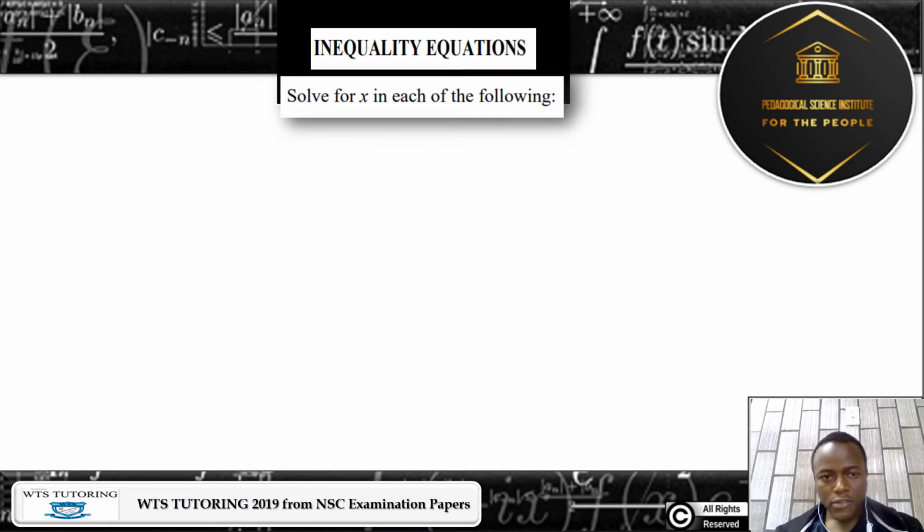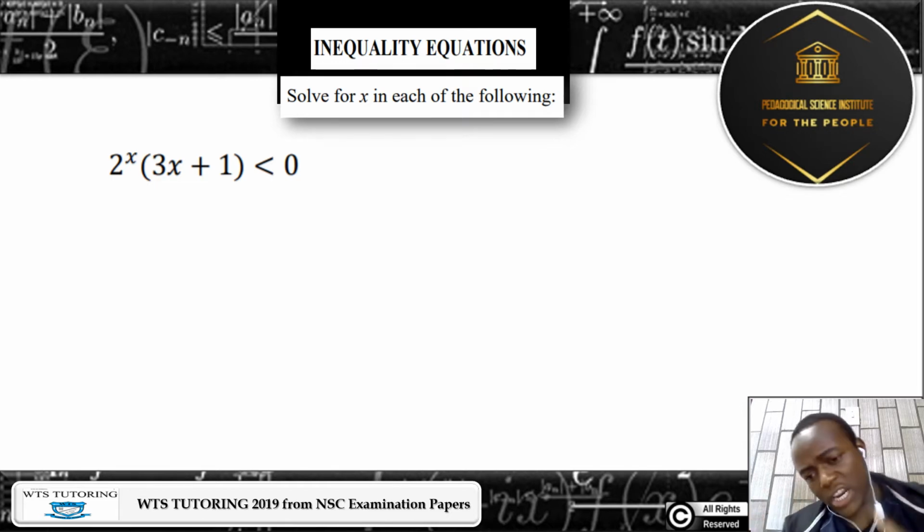Okay, great stuff. We're still on inequality equations, and let us take a look at this other interesting example. Now this is a little bit challenging, because this is not a quadratic inequality. It's a combination of an exponential equation and a linear equation, because we have 2 exponent x and we also have 3x plus 1, right?